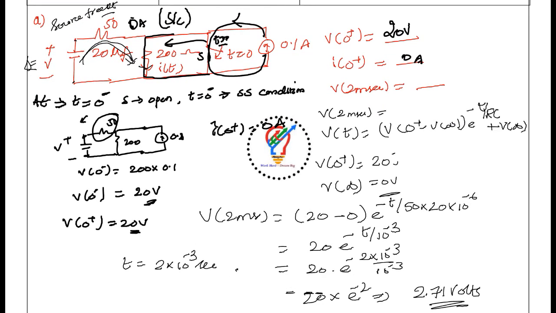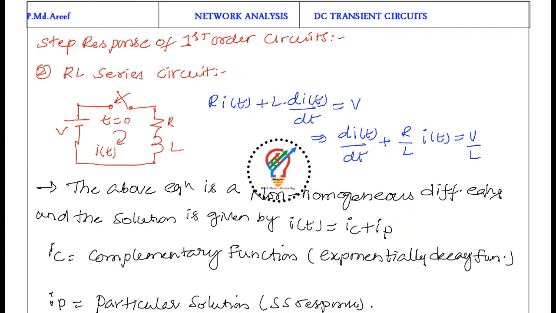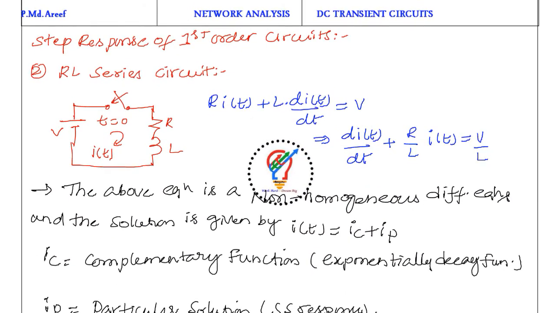Right. So next topic is series RL circuit. So step response of first order circuits here. So RL series circuit here. So now we'll go for the same analogy. So voltage source is here and we are taking series RL here.